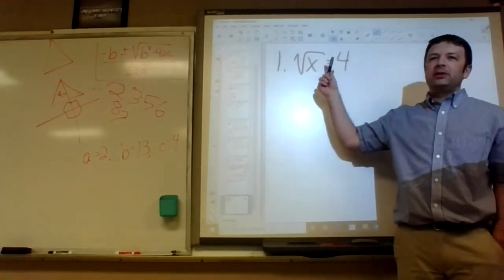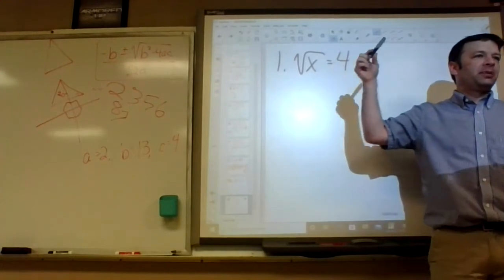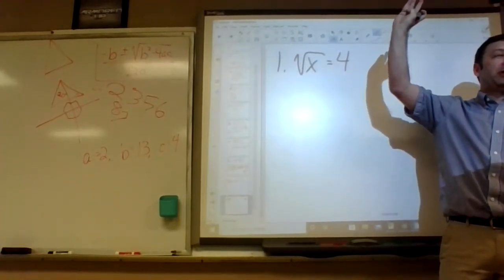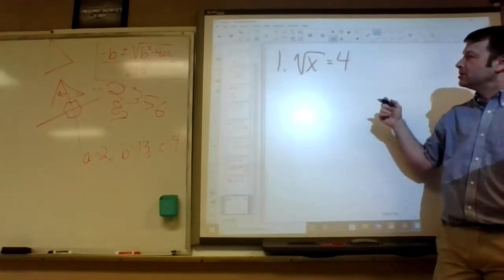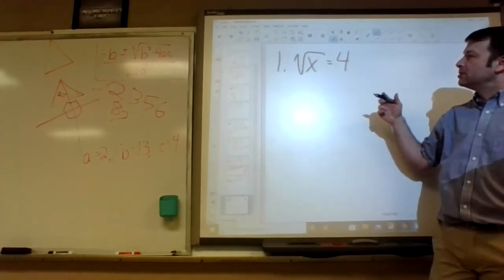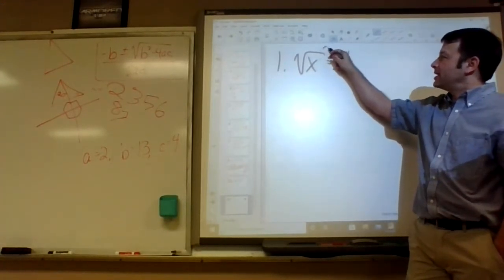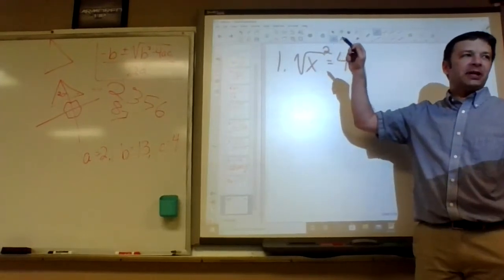Alright. So we're solving equations today with square roots in them. Who can tell me, raise your hand, how do you get rid of a square root? What's the opposite of a square root? You could do x times itself. Or another way to say it is you square it. Squares and square roots are opposite, so they cancel out.